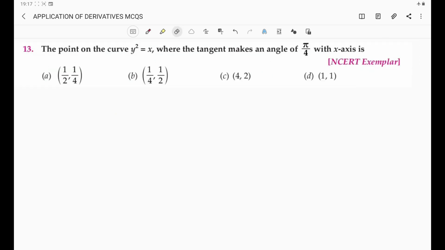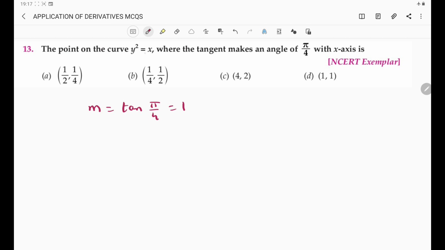Question number 13. The point on the curve y square equal to x where the tangent makes an angle of pi/4 with x axis. Since the tangent is making an angle of pi/4 with x axis, the slope of the tangent is given by m is equal to tan pi/4, that's equal to 1. So we got the slope of the tangent.